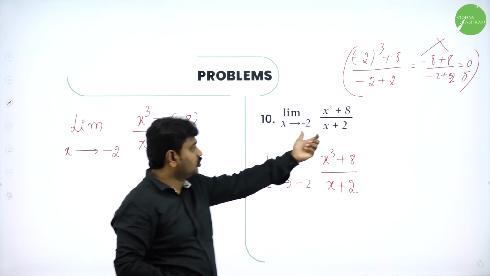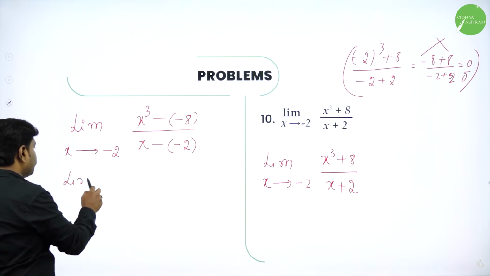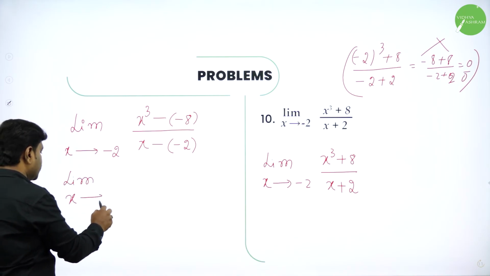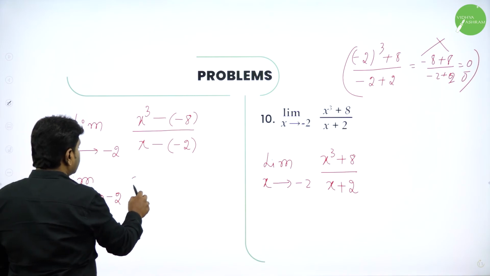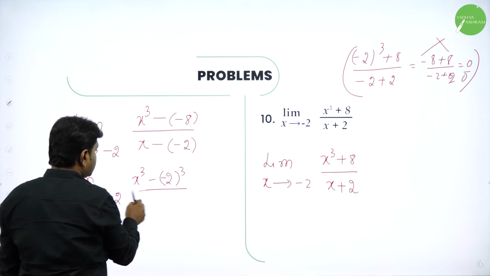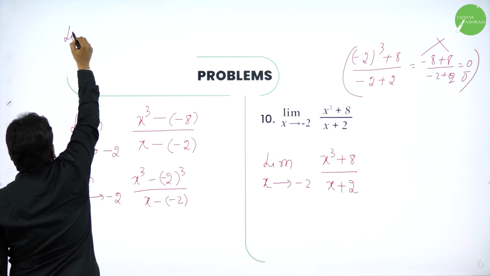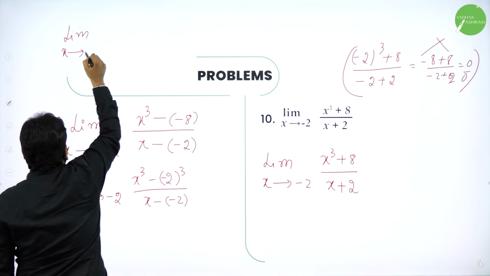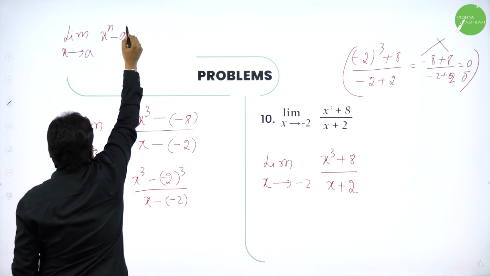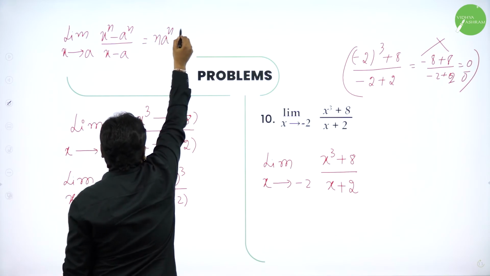Plus 2. Instead of plus 2, I am writing like this. Now further, can I write it as limit x tends to minus 2, x cube minus minus 2 cube divided by x minus minus 2. Now it is in the form of limit x tends to a, x power n minus a power n by x minus a. If this is the form, answer is what? N into a power n minus 1.